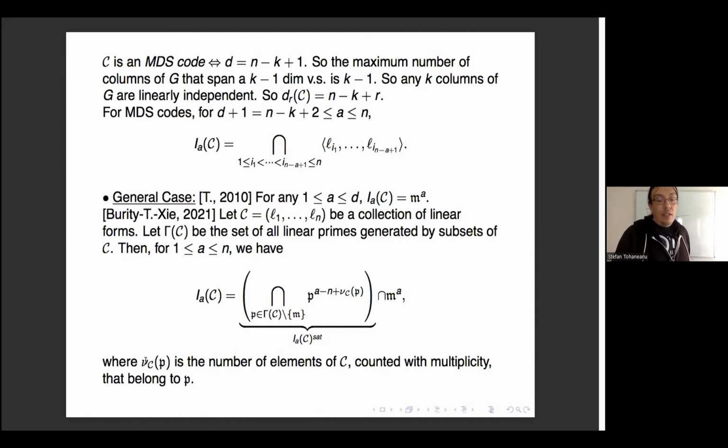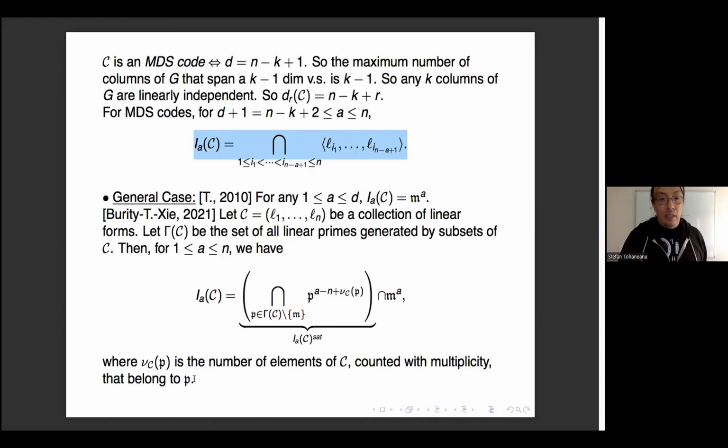And where this number nu of P is the number of elements of C, counted with multiplicity, that belong to that particular P that we choose in that intersection. So this is a nice structure theorem. Of course, it includes all our special cases, like this one and this one.